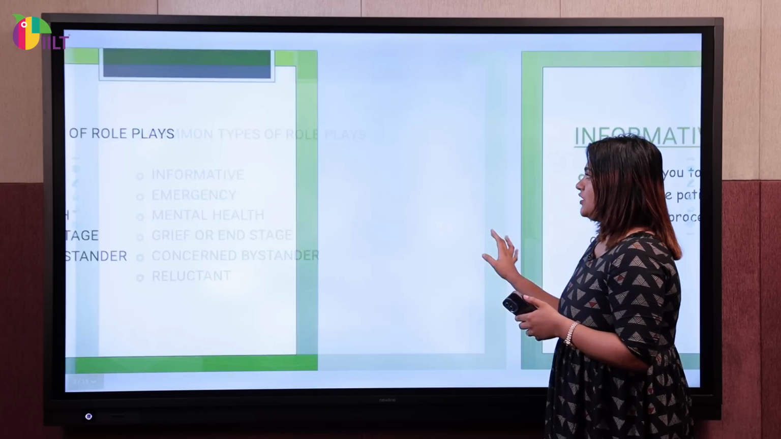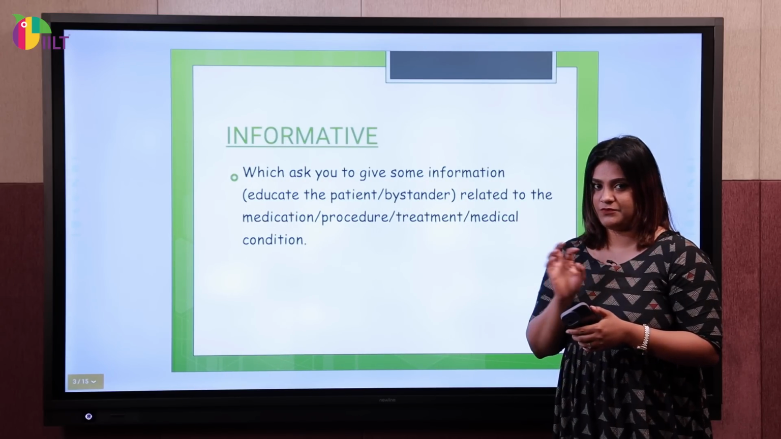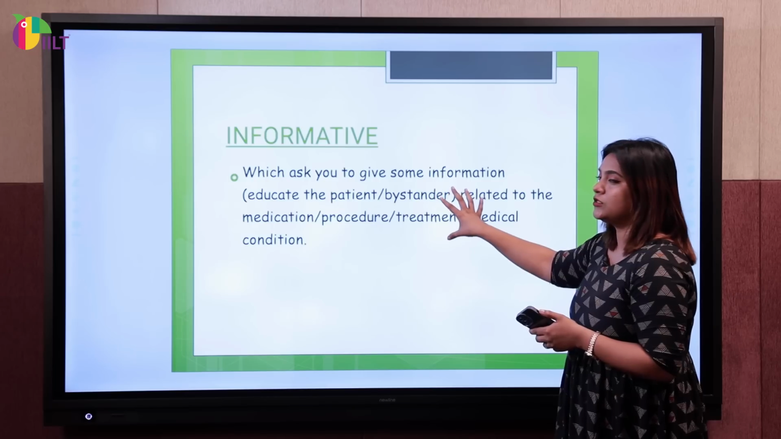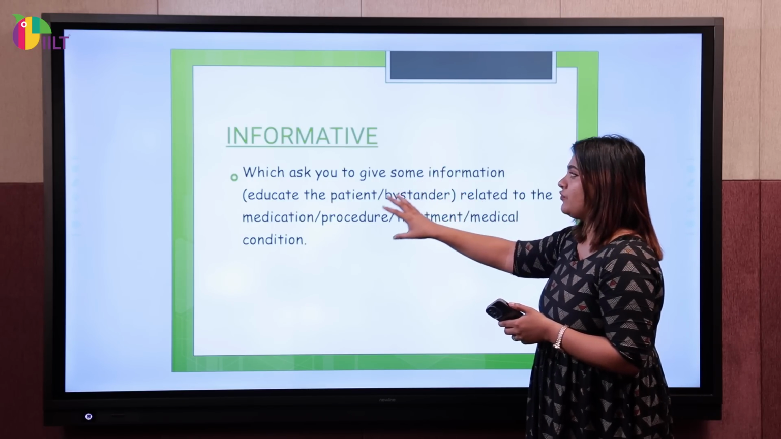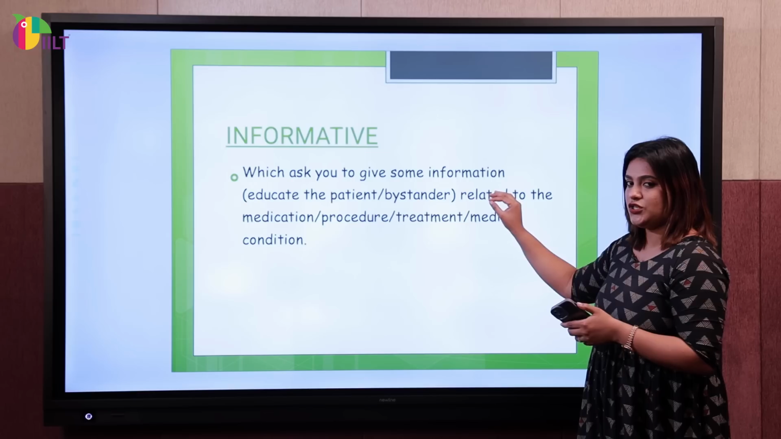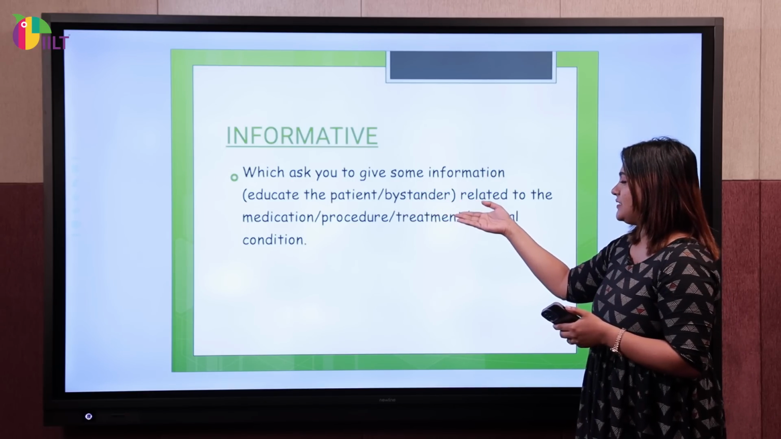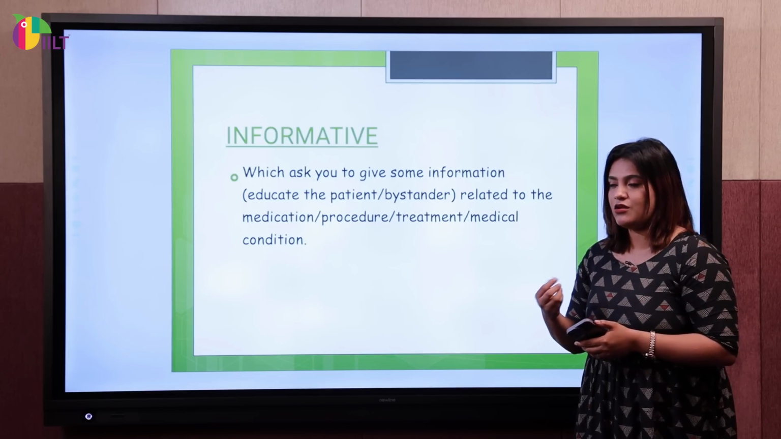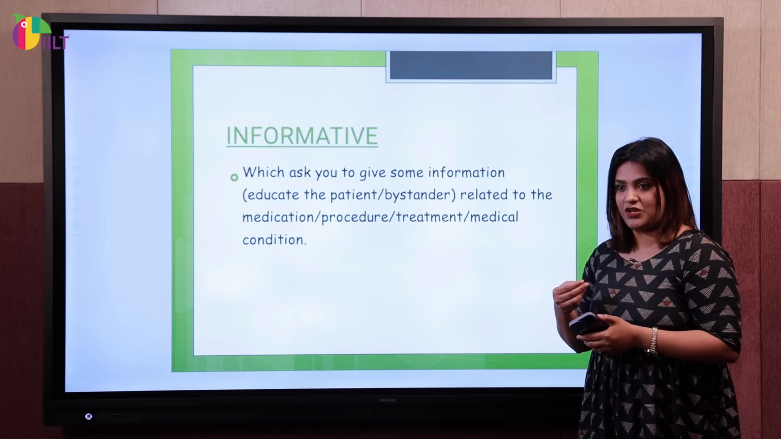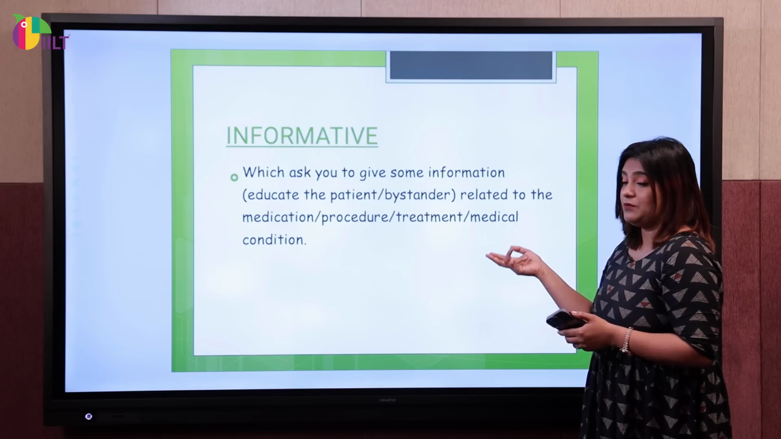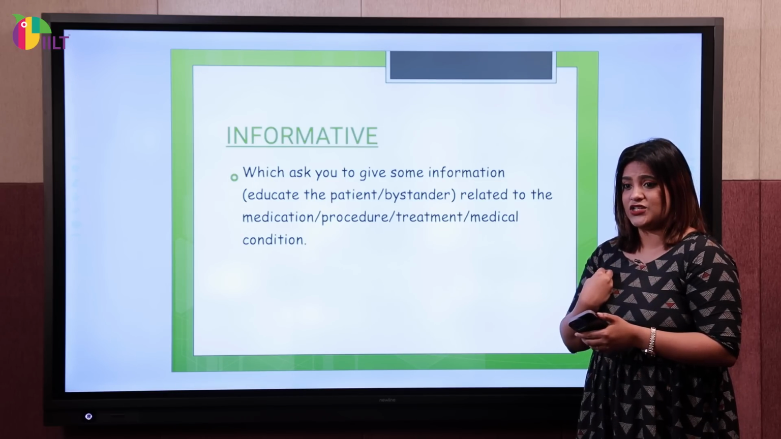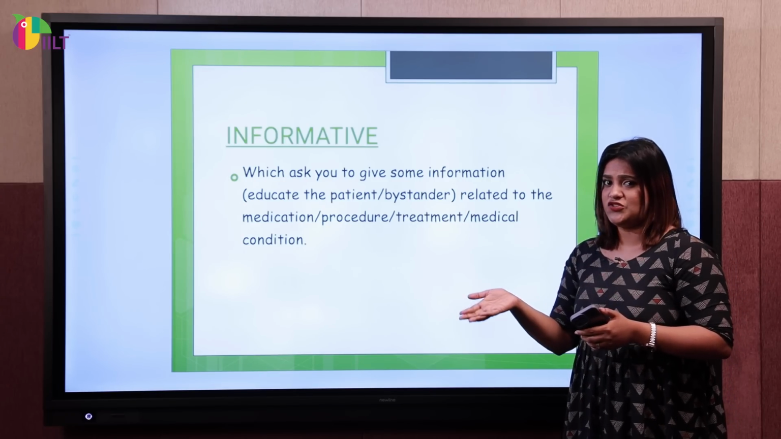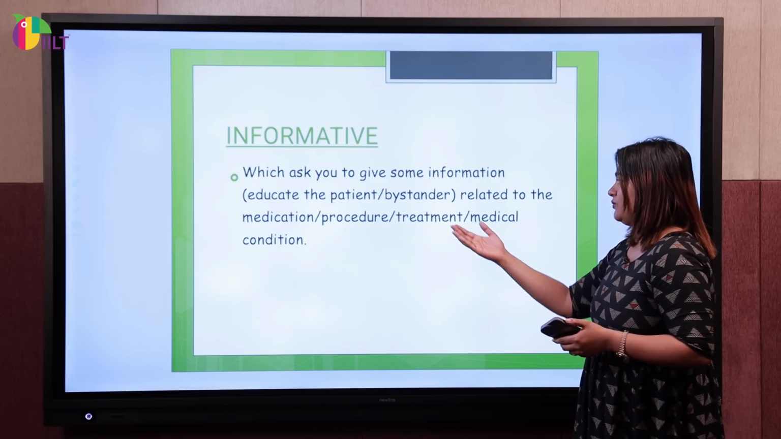Okay, so we are going to look into the informative types of role plays. In the informative types of role plays, these role plays will ask you to give information. That means you have to educate the patient or bystander, and it might be related to a medication, or the procedure the patient has to undergo, or certain treatments. The patient might ask, okay, I have been diagnosed with this condition and the doctor told me to start with this treatment, but I need to know more about it. Okay, so that is it.